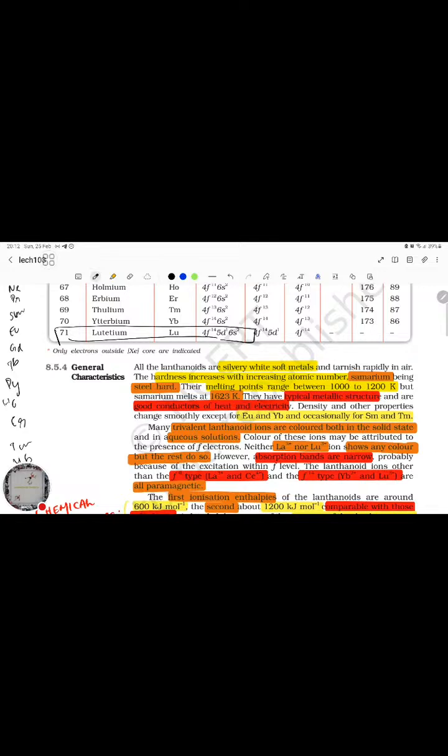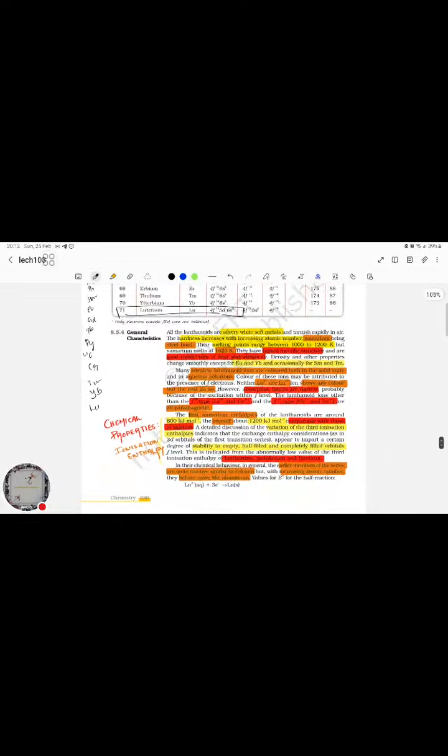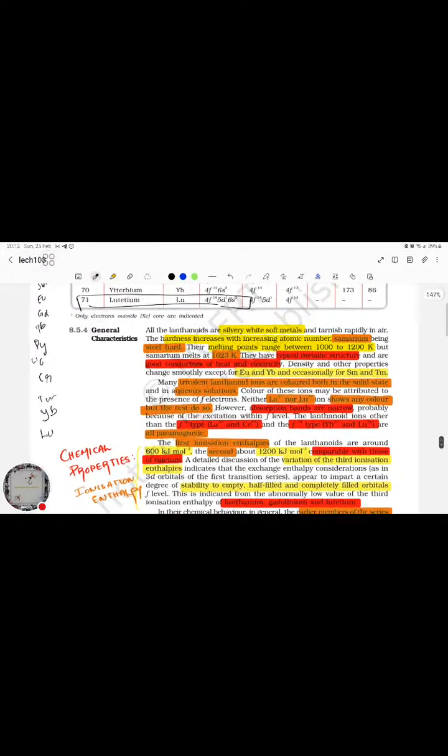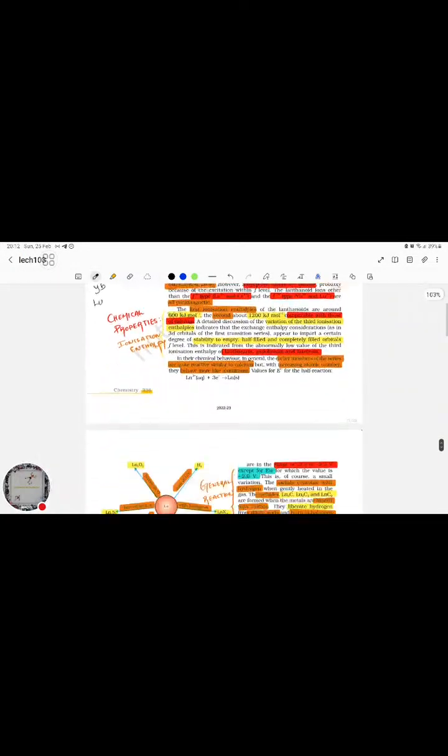Lu, that's the symbol. Moving down, we have the general characteristics. The general characteristics are, oh my god, we have 4 more pages to go. God damn it. Fine, we can do this.